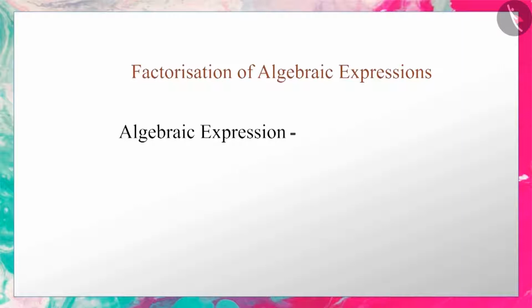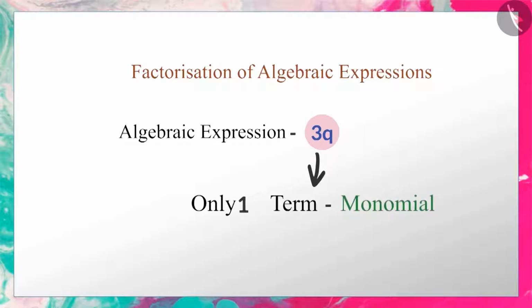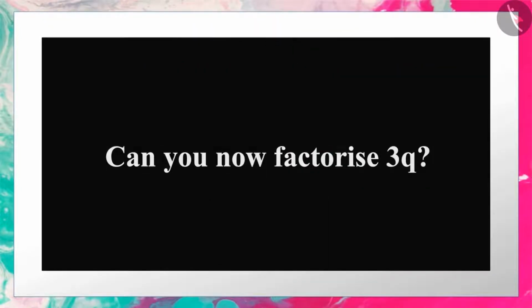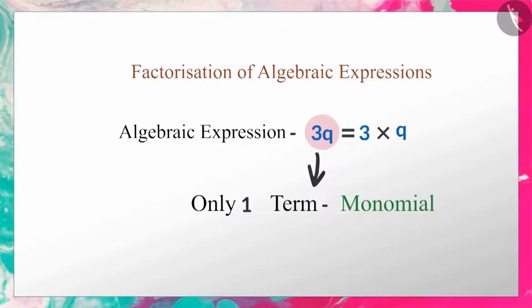Let's look at this algebraic expression 3q. Can you tell what kind of algebraic expression this is? As you can see, there is only one term in this algebraic expression. Therefore, it is called a monomial. Can you now factorize this term? Yes, we can write the term 3q as the product of 3 and q.